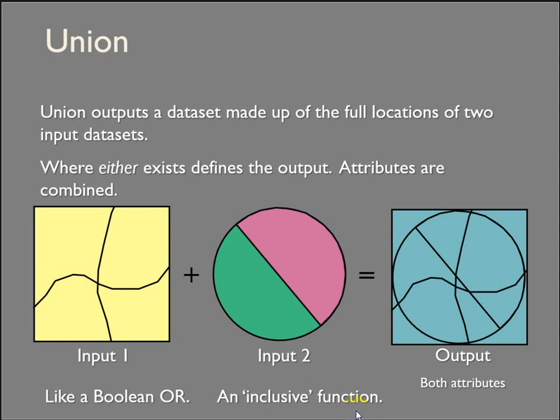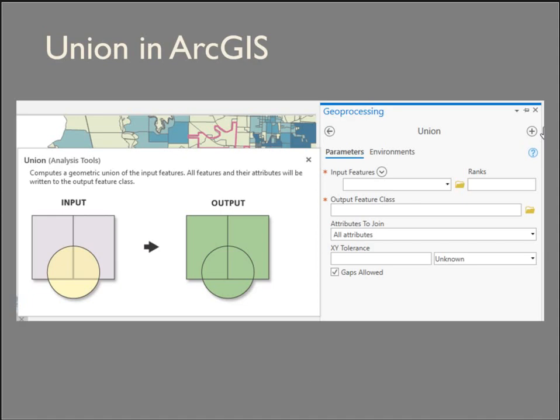Union is the opposite. It's an inclusive function or a Boolean or. So wherever these features exist or these features exist, you're going to get the largest extent of both areas. Both sets of attributes are carried forward, so it's going to include all the feature breaks like you see, and you would just get everything printed to the output attribute table. Same thing in ArcGIS Pro, use the question mark to get an idea of what it looks like.